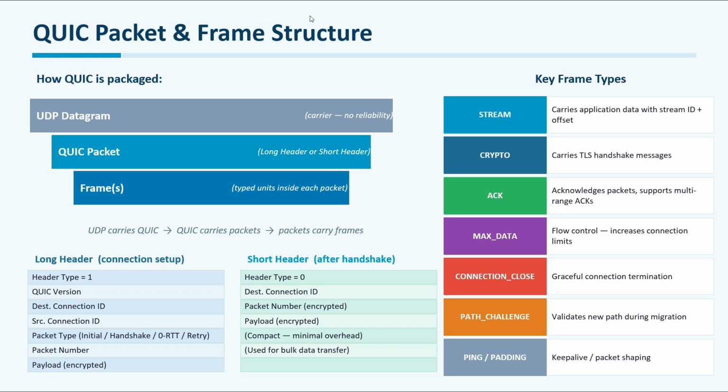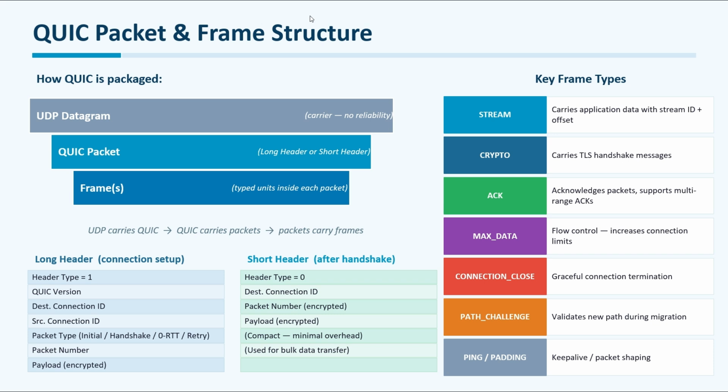The 0-RTT packet allows the client to send application data alongside the first flight of packets before the handshake completes, when a prior session exists. Handshake carries the remainder of the TLS 1.3 cryptographic handshake. The Retry packet is used by the server to validate the client's address before processing an Initial packet, while the short header packets are used after the handshake completes. They are much more compact. They carry only the destination connection ID and the encrypted packet number. This keeps per packet overhead minimal for the bulk of the data transfer.